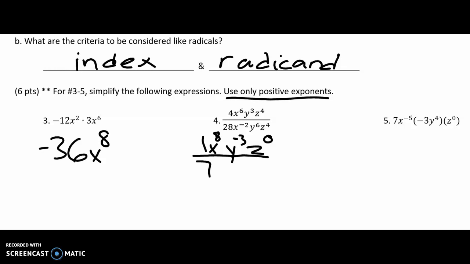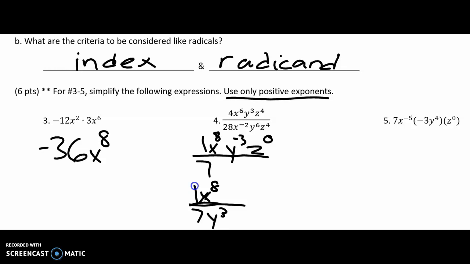Okay, so we do got to fix that y to the negative 3. So first off, the 1 doesn't change, the 7 doesn't change. Those are still very much in the same spot. Okay, x to the 8, not a problem. That is a positive exponent. We're good. To fix the negative 3, all we're going to do is shift where it's at. We're going to move it to the denominator, and it's going to become a positive 3.